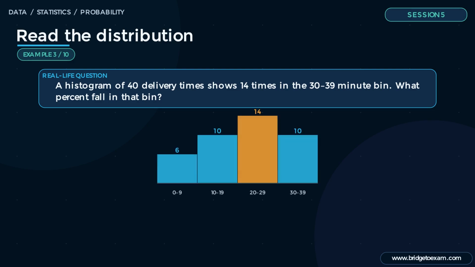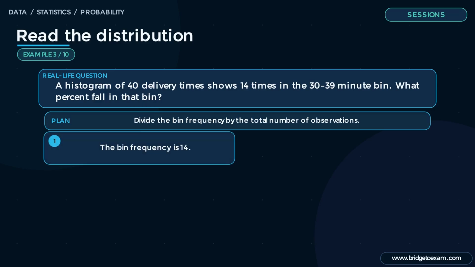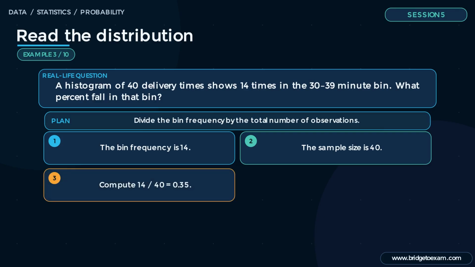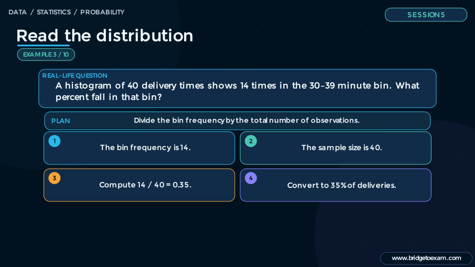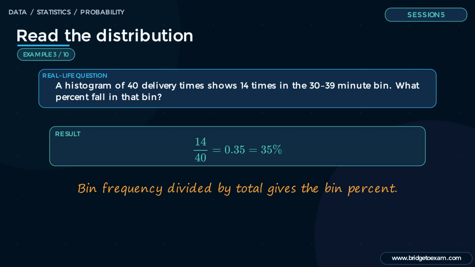Plan. Divide the bin frequency by the total number of observations. Step 1. The bin frequency is 14. Step 2. The sample size is 40. Step 3. Compute 14 divided by 40 equals 0.35. Step 4. Convert to 35% of deliveries. Quick check. Multiplying 40 by 35% returns 14. This matters in real life because operations teams compare percent in bin targets across weeks with different order totals.